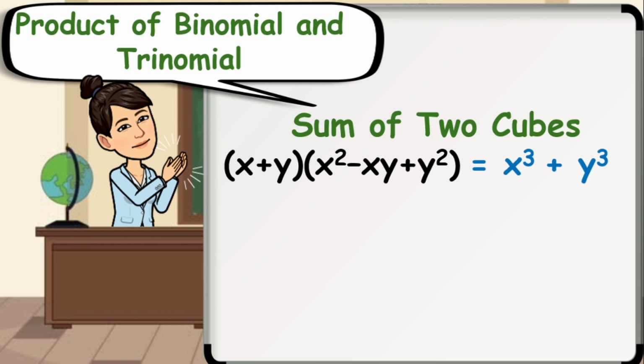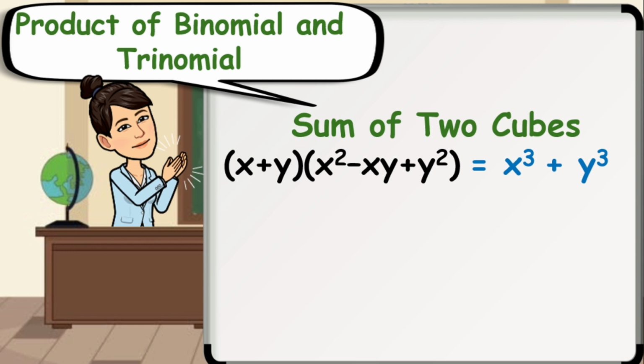So the first term of our trinomial is x squared. Is it the square of the first term of the binomial? Yes. So the first characteristic is satisfied. Number 2. The second term of the trinomial is the additive inverse of the product of the first and second term of the binomial. The second term of our trinomial here is negative xy. Is it the additive inverse of the product xy? Yes. So the second characteristic is satisfied.